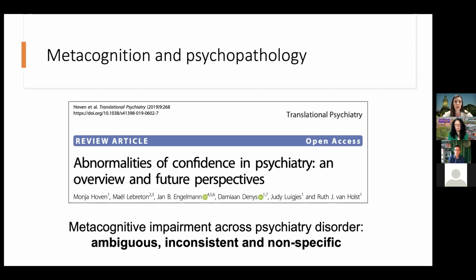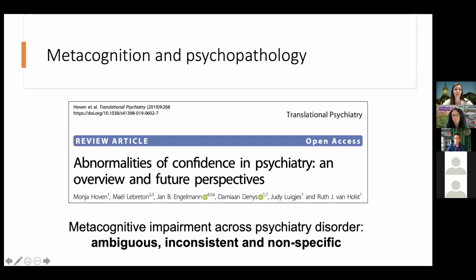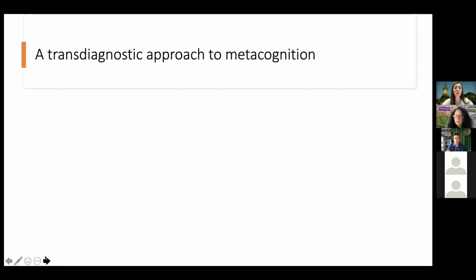So for example, we see the same kinds of abnormalities across disorders. And there are lots of potential reasons as to why this might be, but one reason may be due to the way in which we actually define mental illness. So under the traditional psychiatric nosology, we define these categories.